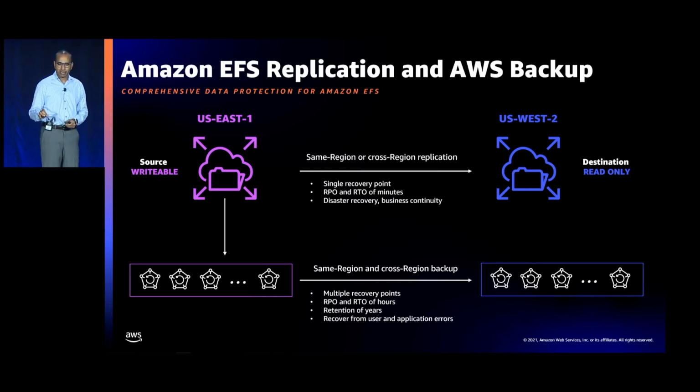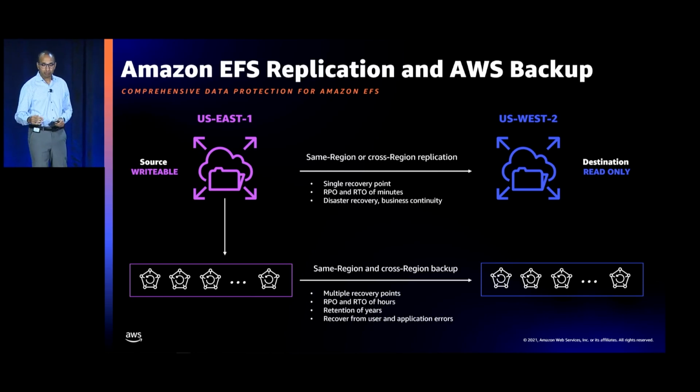With Amazon EFS Replication, we create a single recovery point, right? That is the only recovery point. And every time we replicate, we sync from the primary to the secondary. That recovery point is also automatically updated. So in a sense, you only have a single recovery point with Amazon EFS Replication. You can do same region or cross-region replication. However, EFS Replication lets you meet RTO and RPO of minutes. That's important. And it's primarily designed for your disaster recovery and business continuity goals. So that's the important distinction of replication.